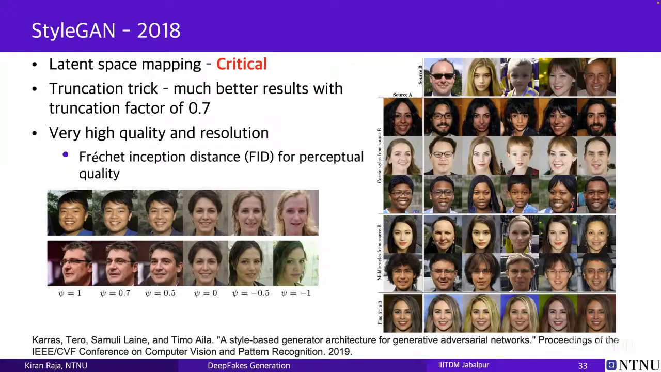Which means the quality of images generated will be very high, which is what you're seeing in the bottom line here. So if you take the source A and then put it onto source B, then you see all the images that are generated at this point.